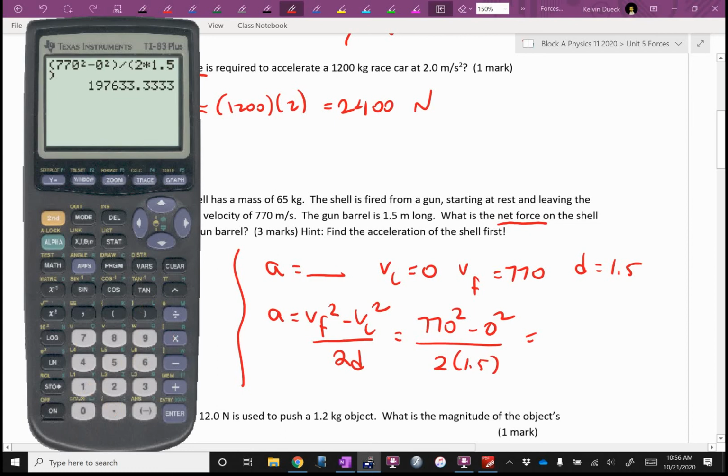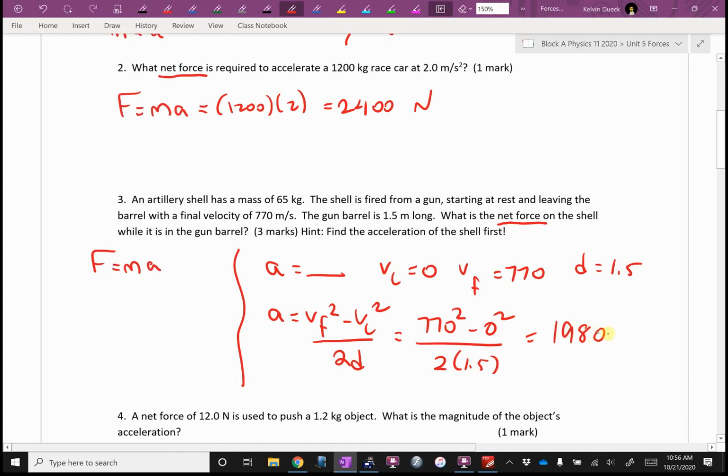And I get 197633, big number. At first, I started to get nervous, but then I went, wait a minute, this is an artillery shell. Yeah, there should be a big acceleration. So I'm okay with that. So I wrote 197 and 3 zeros, but I'm going to use my answer button. In fact, I wrote 198 and 3 zeros, but I'm just going to use my answer button.